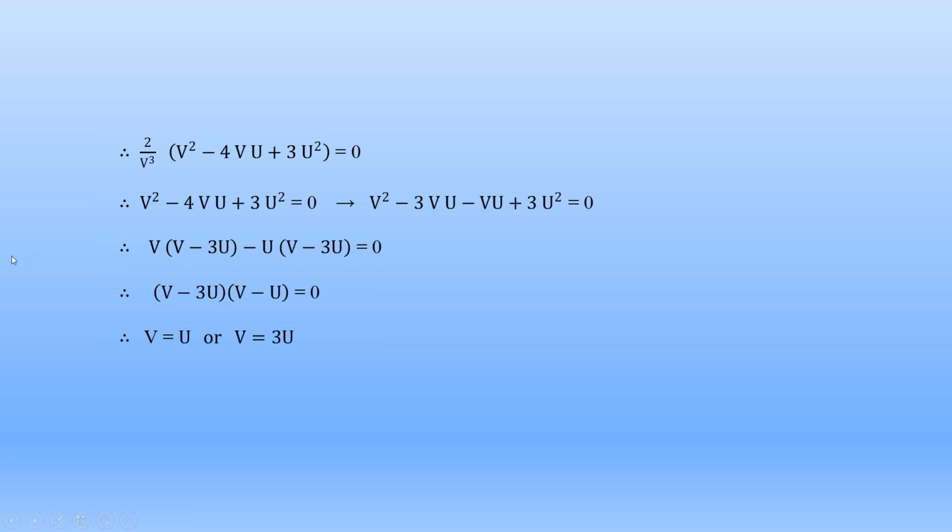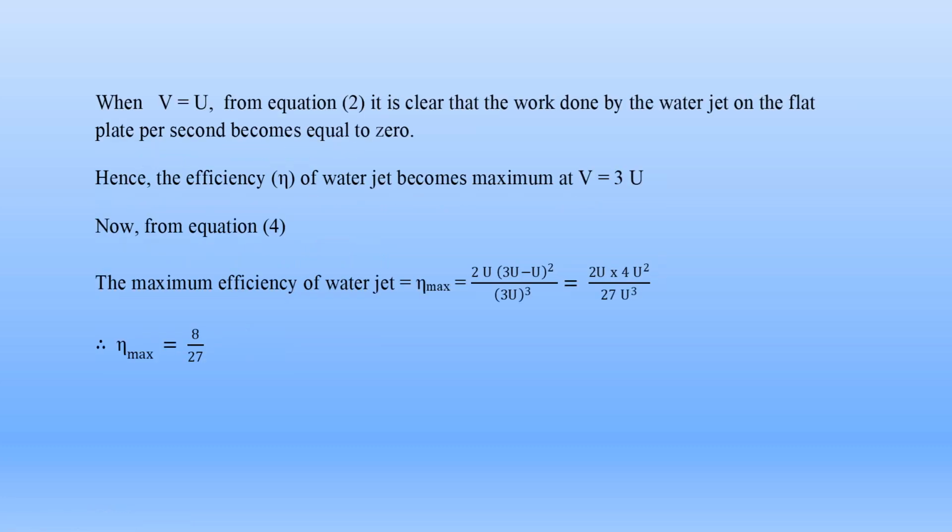Not the other one. V is equal to U is not possible. The possible condition for the maximum efficiency of the water jet is V is equal to 3U. We already prepared the efficiency equation of the water jet: eta is equal to 2U (V minus U) whole square divided by V cube. Substitute V is equal to 3U in that efficiency equation, equation 4, to find the maximum efficiency. So when V is equal to 3U, the efficiency of the water jet becomes maximum.